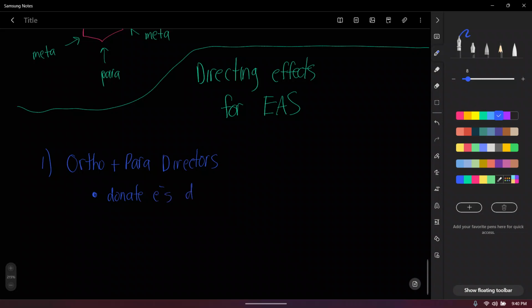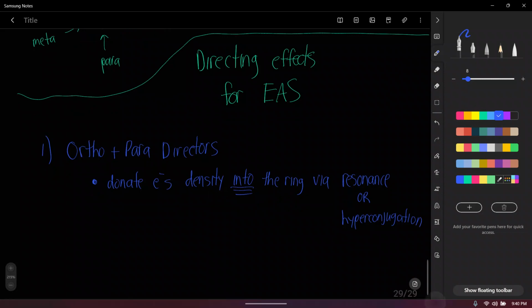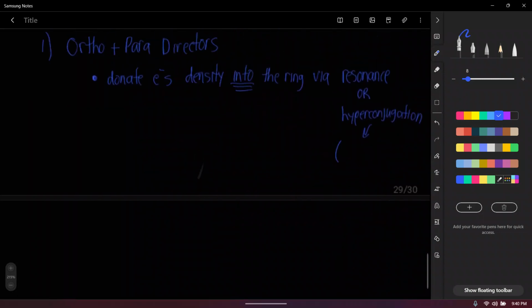they can donate electron density into the ring. And they can donate the electron density into the ring via resonance or hyperconjugation. Okay. And if you guys don't remember what hyperconjugation is, just... Oh, shit. Sorry. Hyperconjugation is just resonance.